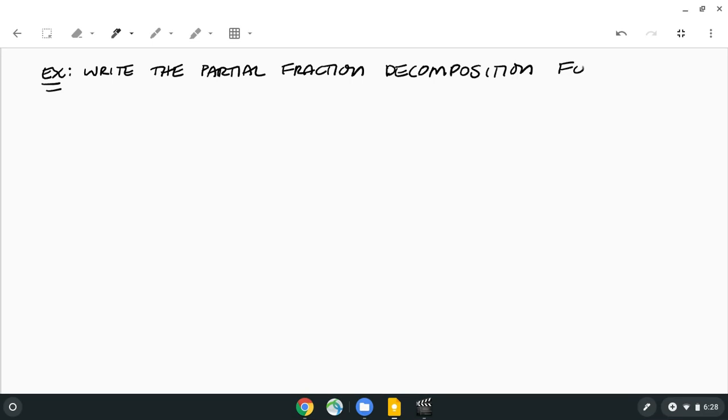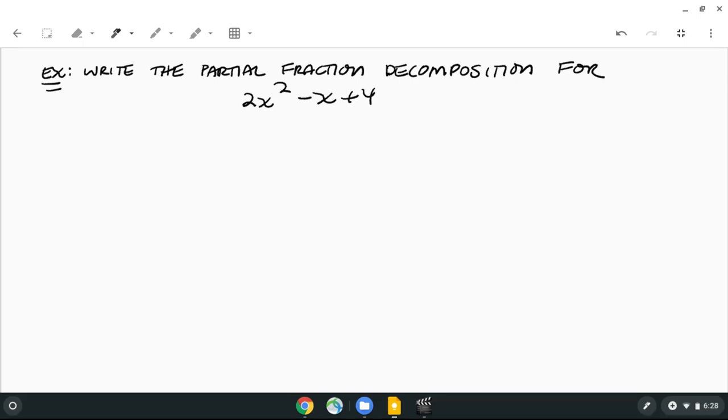All right, so here, write the partial fraction decomposition for 2x squared minus x plus 4 over x cubed plus 4x.